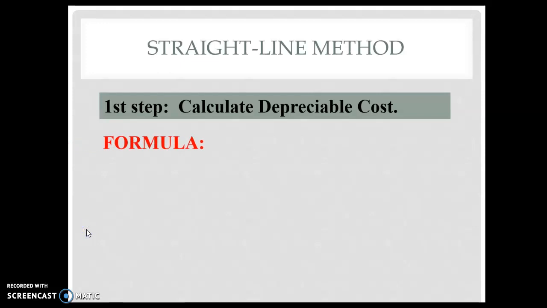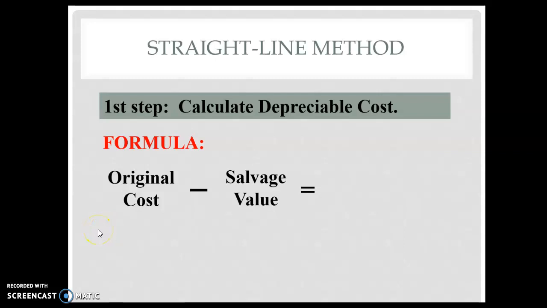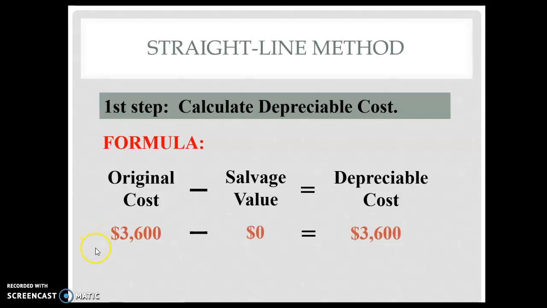Our first step is to calculate the depreciable cost, and we have a formula for that. The depreciable cost is the original cost minus the salvage value, minus what we think we're going to sell it for. Now, she said 0, so the $3,600 original cost minus 0 is $3,600 depreciable cost. That's how much we're going to depreciate.